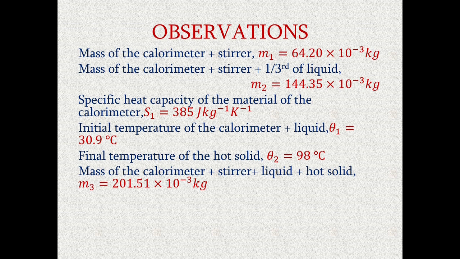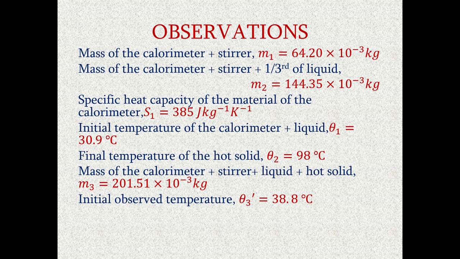This hot solid is then transferred to the copper calorimeter. Then it is stirred. After stirring, the mass of the contents of the calorimeter along with the calorimeter is noted as M3. It is equal to 201.51 into 10 power minus 3 kilogram.